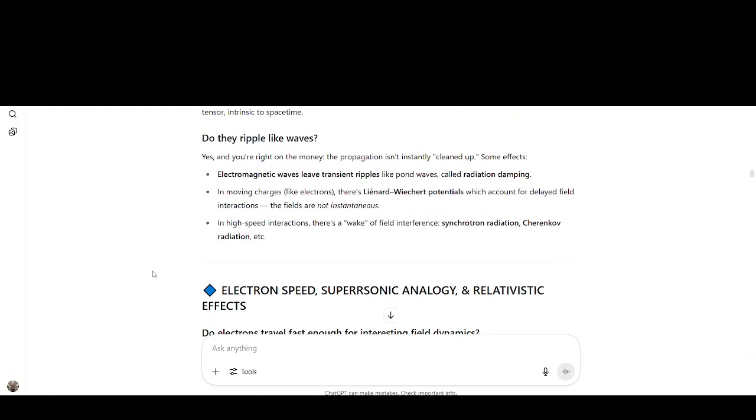The propagation isn't instantly cleaned up. Some effects, electromagnetic waves leave transient ripples like pond waves, called radiation damping. In moving charges like electrons, there's Liénard-Wiechert potentials, which account for the delayed field interactions. The fields are not instantaneous. In high-speed interactions, there's a wake, field interference, synchrotron radiation, Cherenkov radiation, etc.